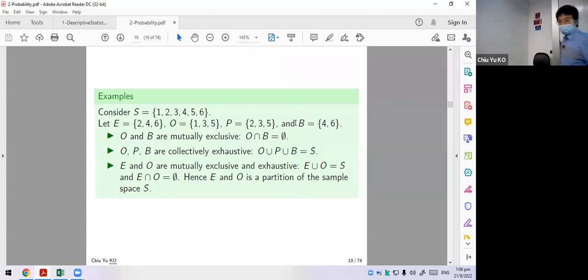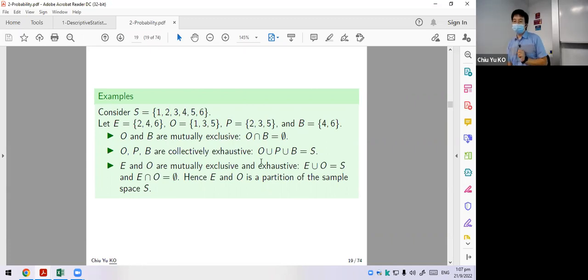Here you can see E and O, even and odd, are mutually exclusive and exhaustive, because the union of them is the sample space and the intersection is empty. That means there is no common element, and combining them gives the sample space. That's called a partition. Mutually exclusive and exhaustive means you have no overlapping elements, but combining them gives just the sample space. Is it clear what's going on?